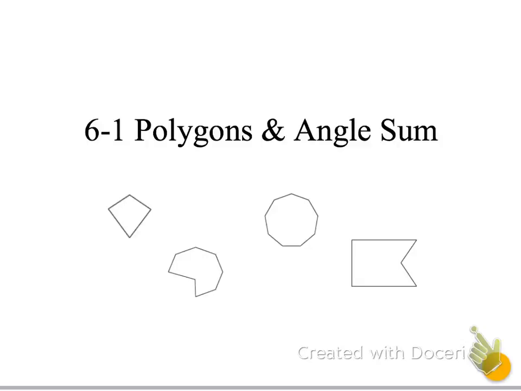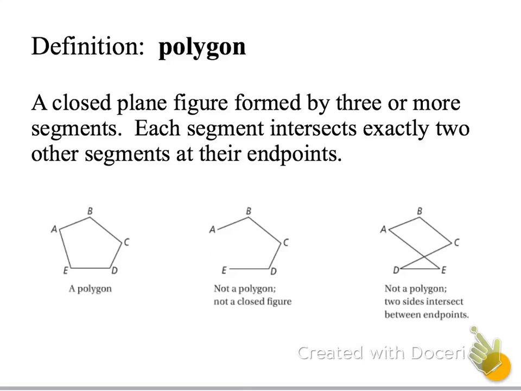6.1 Polygons and Angle Sum. So, definition of a polygon: a closed plane figure formed by three or more segments. Each segment intersects exactly two other segments at their endpoints.